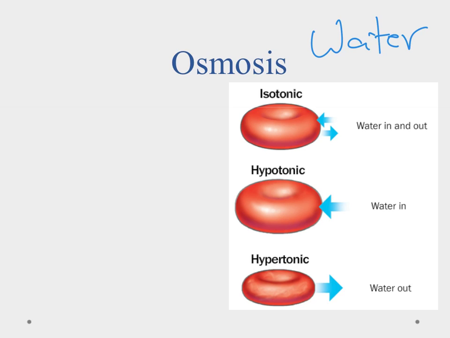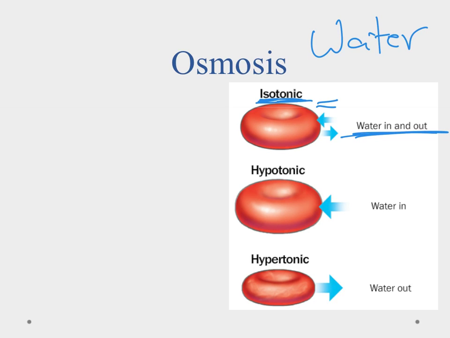So there are three basic conditions that I want you to be familiar with. Okay, the first is isotonic. Okay, tonic refers to the outside environment. Iso is going to be the same. So that means that the concentration in the cell is going to be equal to the concentration out of the cell, and then water's free to move in and out.